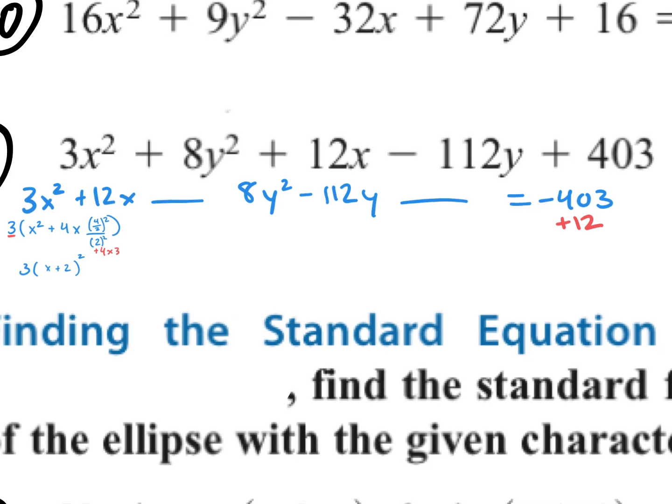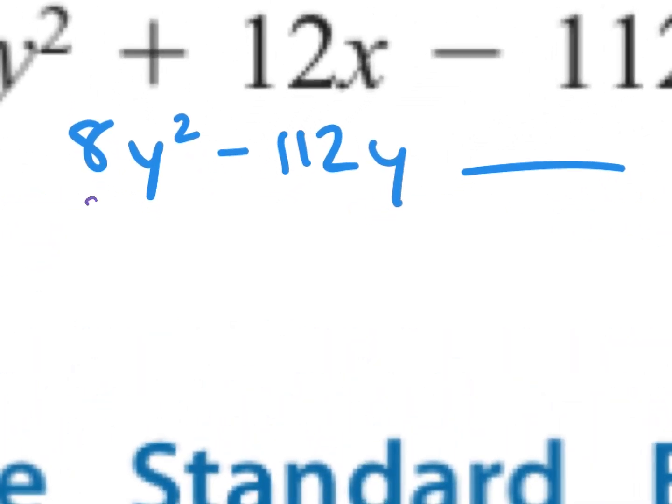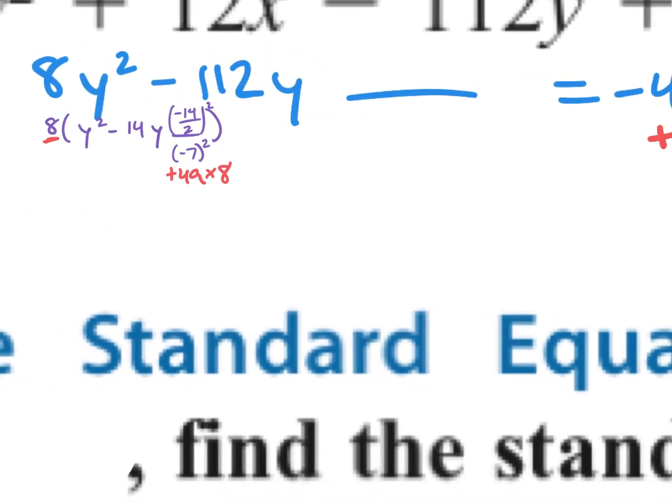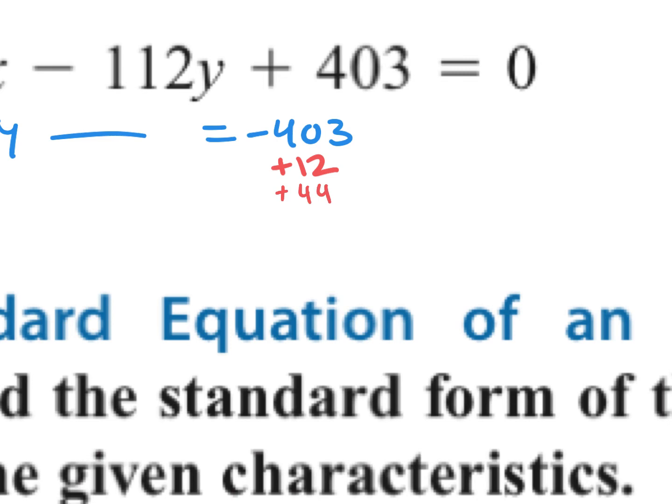Now let's do the same thing for the y's. So what do I have to do first for the y's? Take out the 8. So I have 8y squared minus, what is 112 divided by 8? 14y. So then in my space here, I have negative 14 over 2 squared. So that would be negative 7 squared. So in my parentheses squared over here, I would have plus 8 times y minus 7 squared. And since I'm adding 49 in here, I would have to multiply this times 8. And what's 49 times 8? 441? So plus 441.